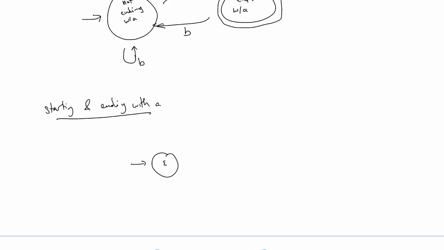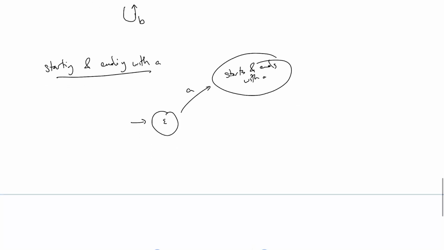Okay, so we have a state here which represents starts and ends with A, right? Yeah. Okay. And I guess you have an A going like that. Yeah. And then you have another state which is it doesn't start and end with A. It doesn't start with A or does not end. Yeah, right. That's what I meant.